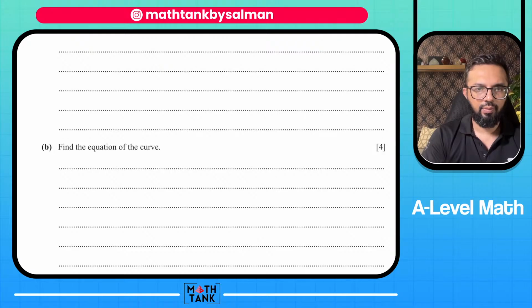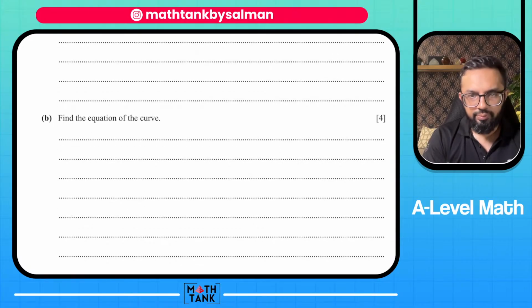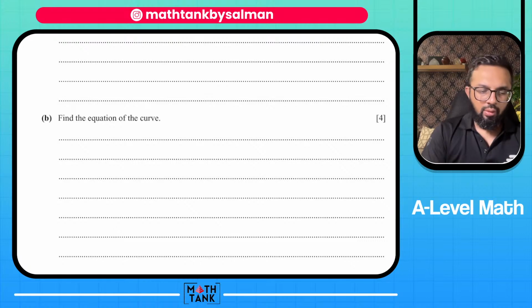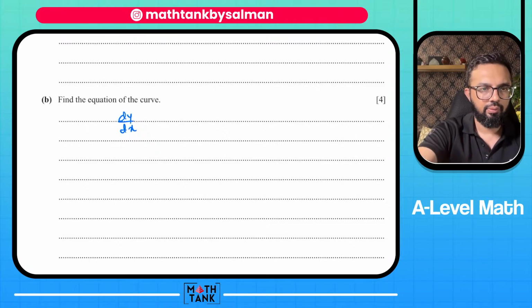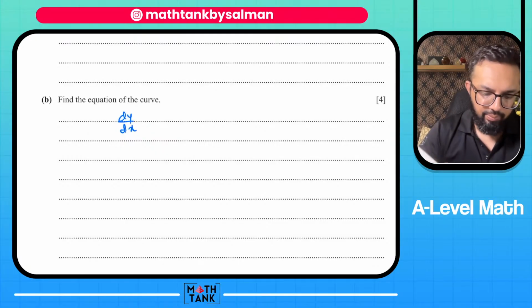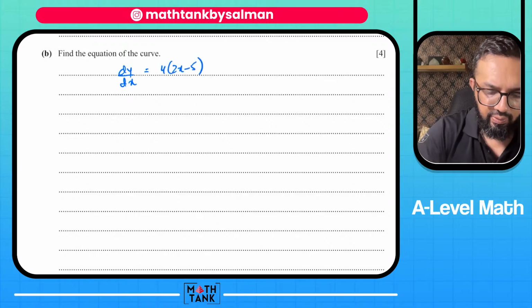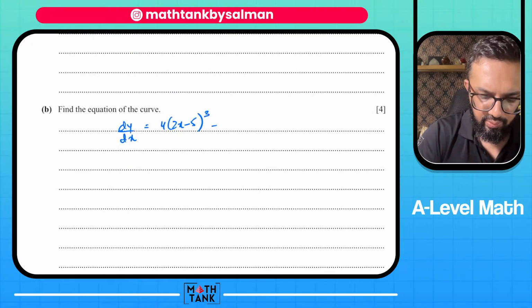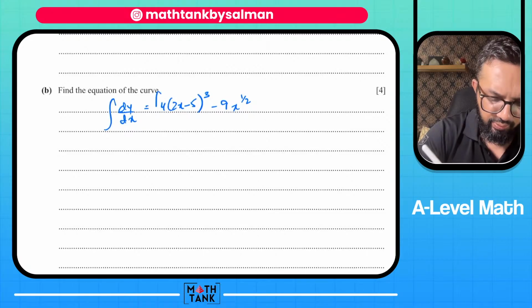Moving on. Okay, then it says find the equation of the curve. So that is about integration. Okay. So dy by dx is 4 times (2x minus 5) cubed minus 9 x power half. So you integrate both sides.